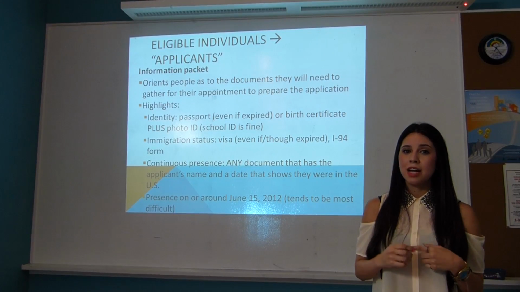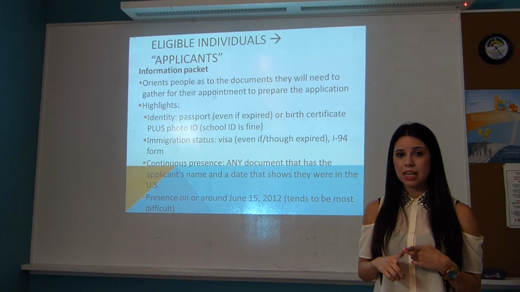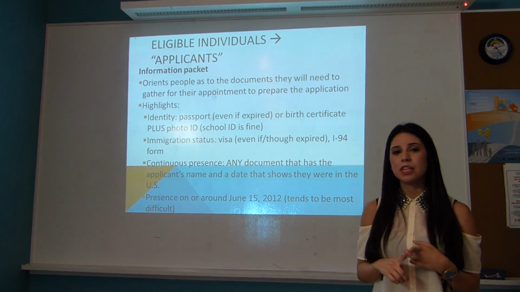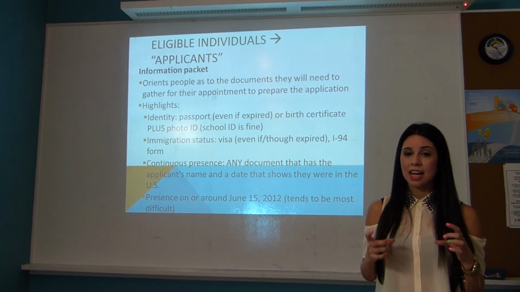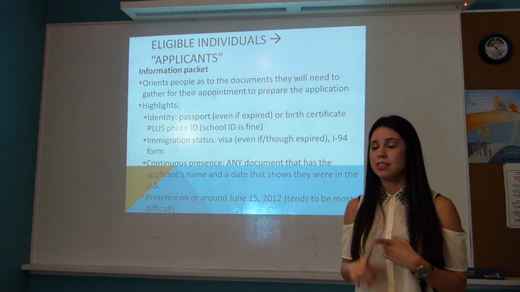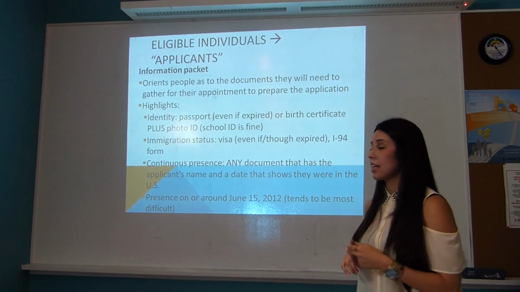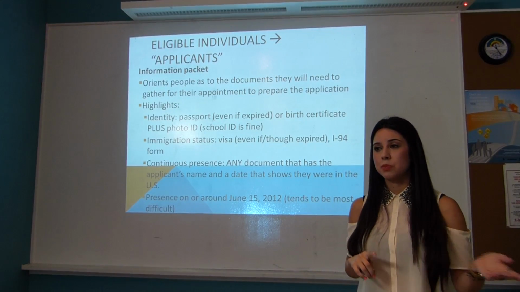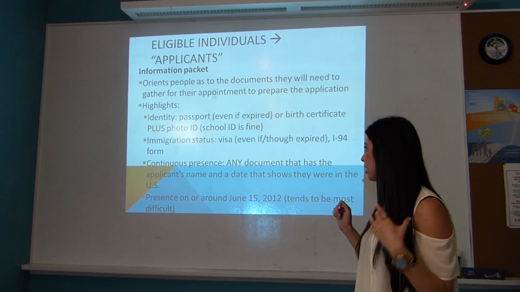The main things to explain to them that they're going to need is a passport, and if they don't have a passport, then they're going to need a birth certificate and an ID, a photo ID. And this can be a school ID, even if it's expired. The passport also, it doesn't matter if it's expired. They don't need both. They don't need a passport and a birth certificate and a photo ID. It's either or.